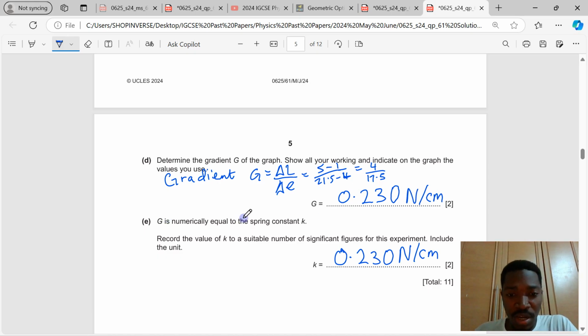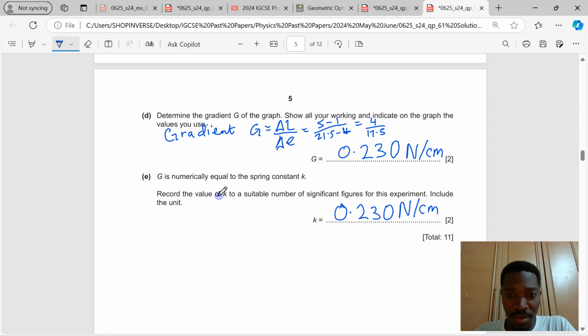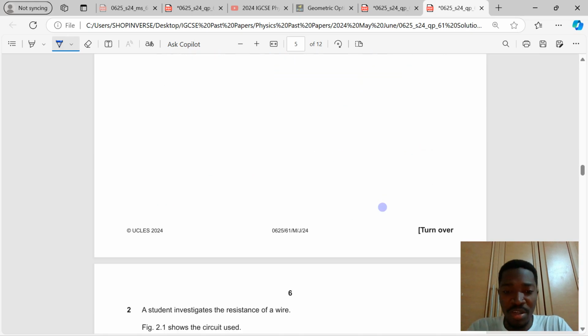Now, G is numerically equal to the spring constant. Record the value of K to a suitable number of significant figures for this experiment. Include the unit. So for this value I got here, the unit was not necessary, but stating it here is very important. Include the unit. And I've written it to two significant figures. So that's it. Once you do that, you get all your marks for the question.